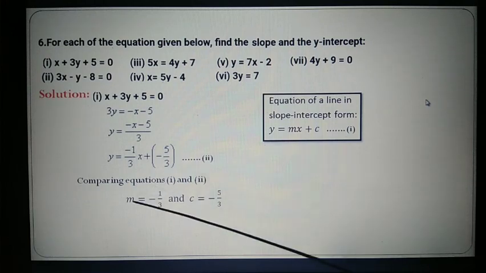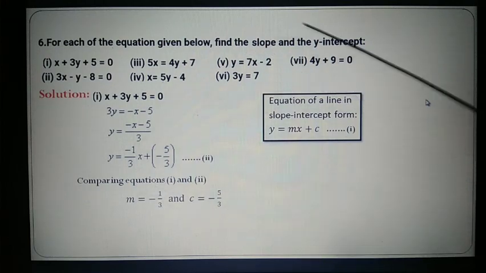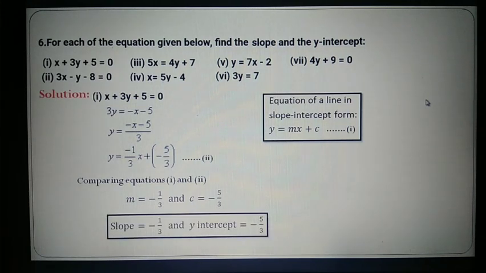So what is m? m is the slope, and what is c? c is the y-intercept. So my slope is minus 1 by 3 and y-intercept is minus 5 by 3. So pause the video to note down.